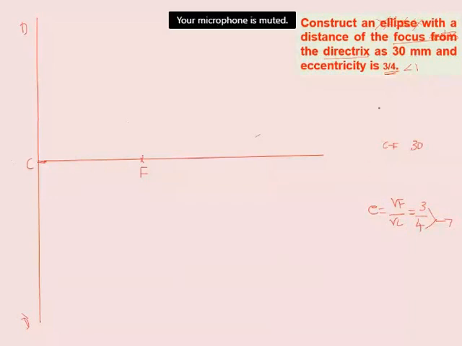In the total distance, VF should have 3 parts and VC should have 4 parts. So to ensure that, we take the summation, that is 7 parts, and divide this into 7 parts. Dividing 30 mm into 7 parts is difficult, so you can use the method of dividing a line into n equal parts.